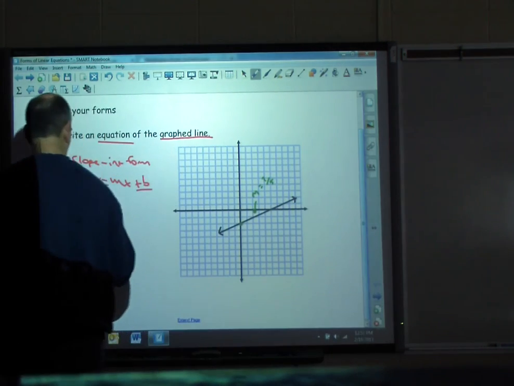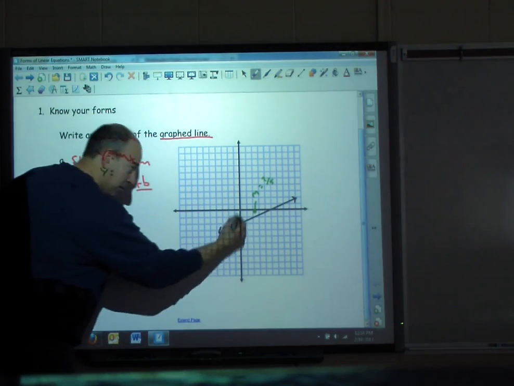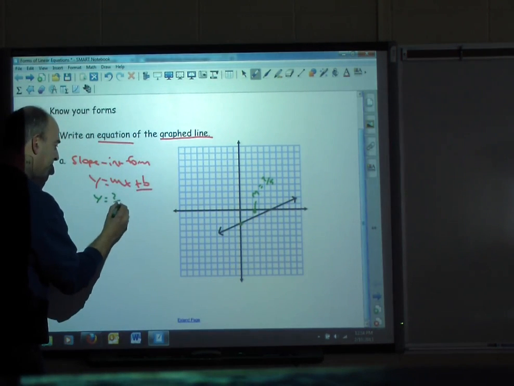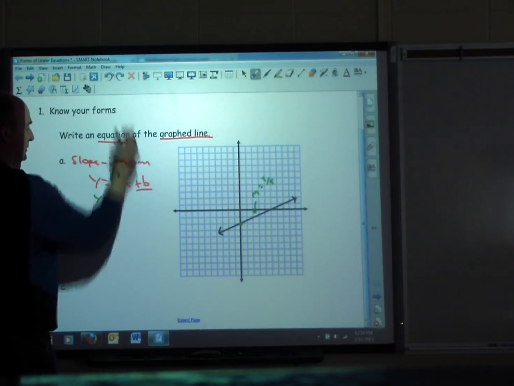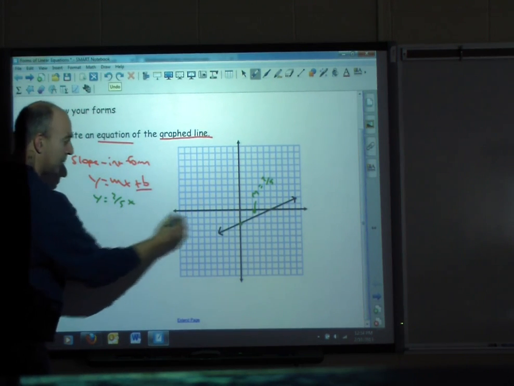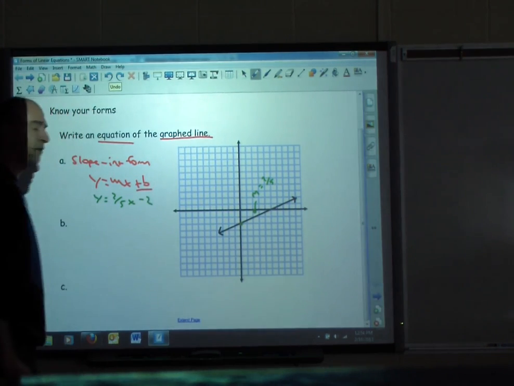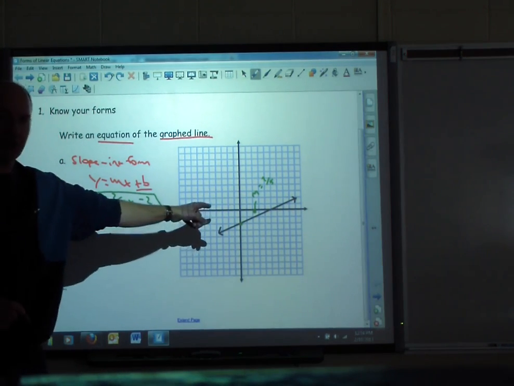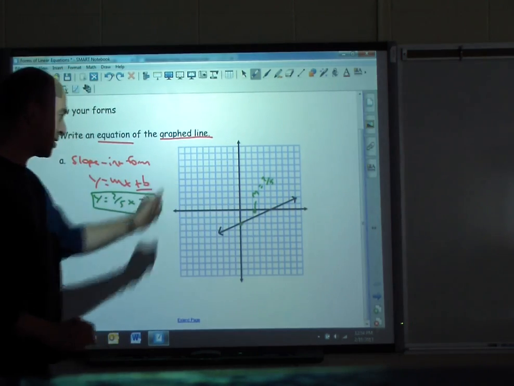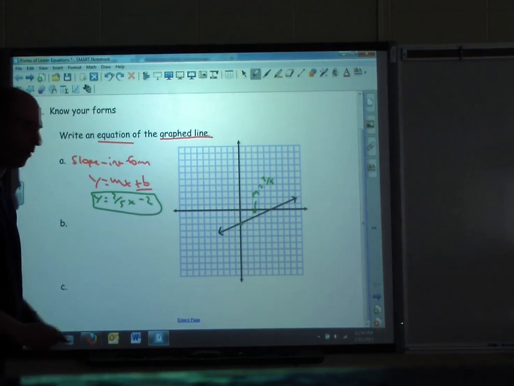So we should be able to say y = 2/5 x minus 2, or negative 2. There you go. So slope-intercept form, when you've got a graph and you can see the y-intercept and you can see the slope, that's pretty easy to plug into that one.